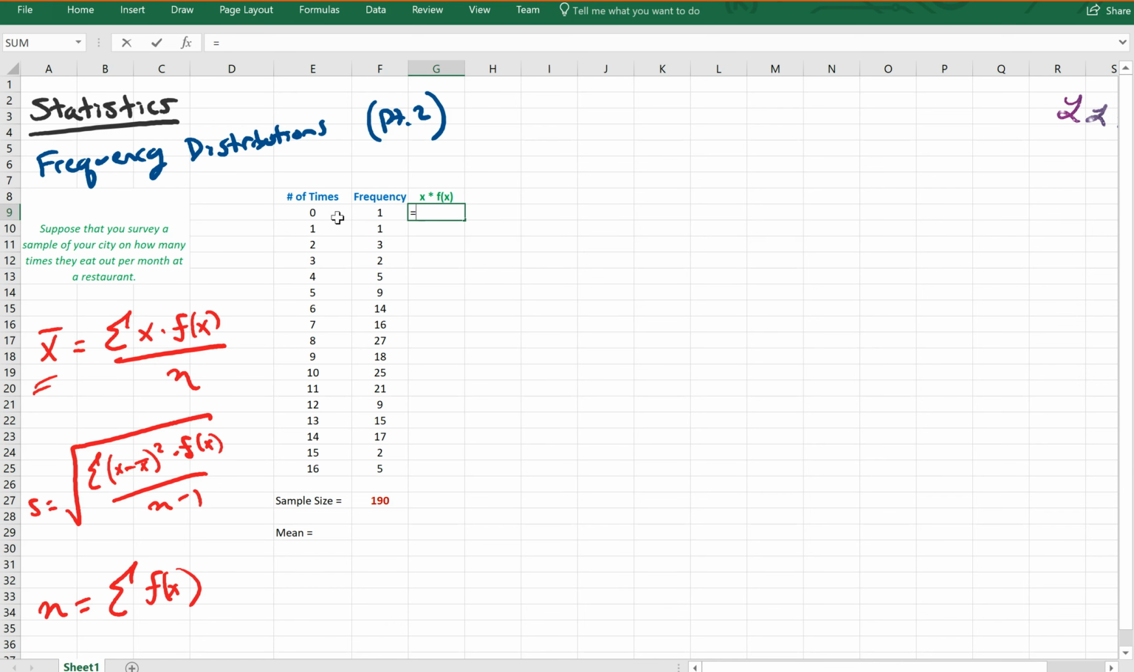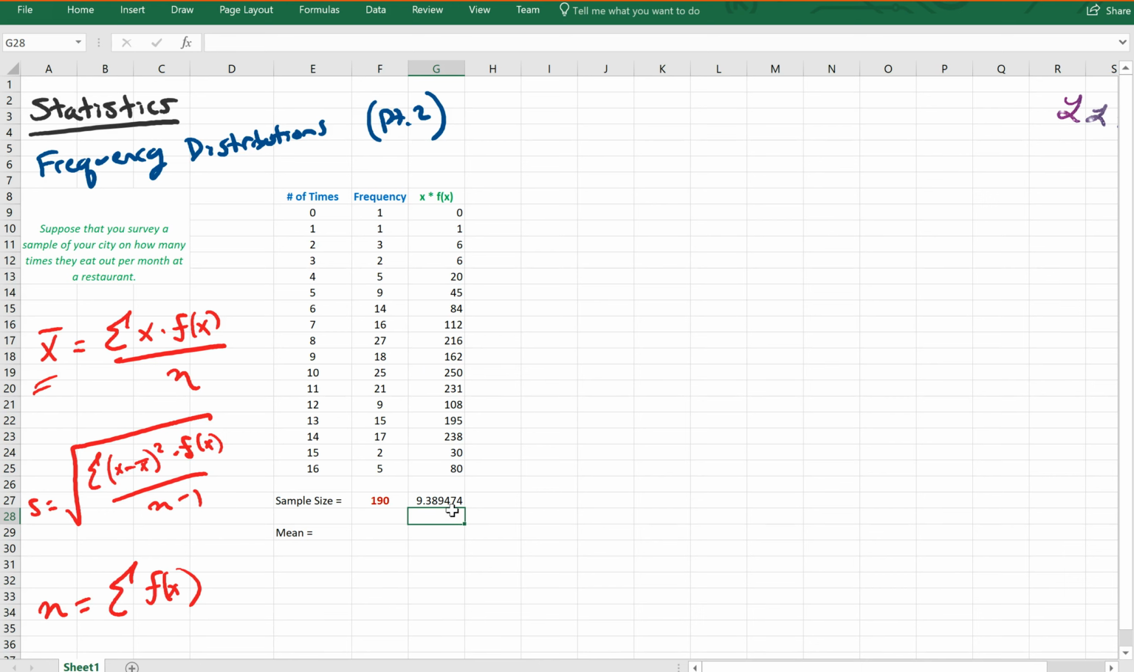So this is just going to be equal to 0 times 1. This is going to be 1 times 1, 2 times 3, 3 times 2, 4 times 5, and so on. But I'm going to just click and drag this little box in the corner and click it down, and that's going to give me the products of each of these values. So I'm going to take those values, sum them up, and divide by the sample size as I have in this equation. So it's going to be the sum of all these products divided by the sample size, 190.